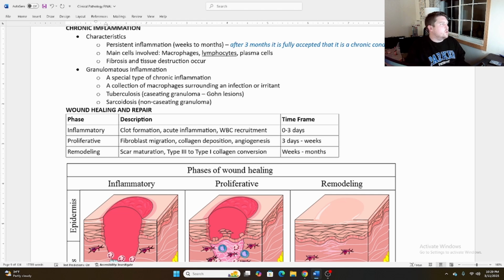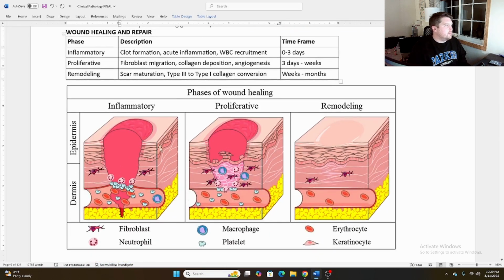Now, when we talk about wound healing and repair, these are the three basic phases of wound healing. We have our inflammation, then we go into proliferation. We get fibroblasts coming back to the area of the damaged tissue. They deposit collagen. We also get angiogenesis, new blood and everything moving back into the area. And finally, remodeling. That's where we get the scar tissue officially forming.